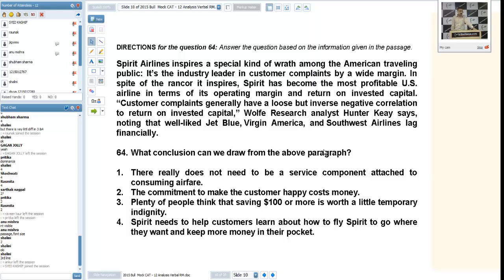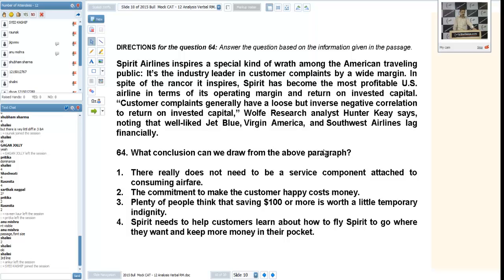Spirit Airlines inspires a special kind of wrath, meaning anger, among the American traveling public. So whatever this airline is doing is not taking care of customers, this is for sure. At the same time, it is the industry leader in customer complaints by a wide margin. Most of the time customers are complaining, industry leader.